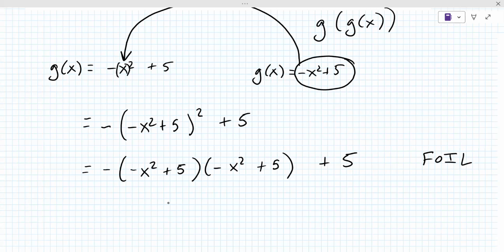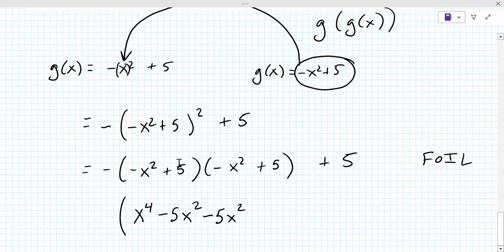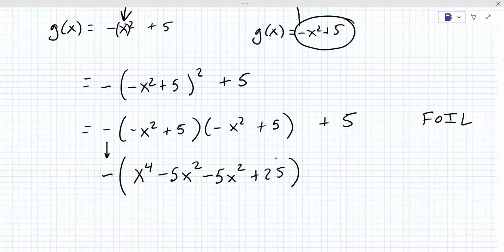All right, so the first times the first is minus x squared times minus x squared. That's positive x to the 4th. Minus x squared times positive 5 is minus 5x squared. 5 times minus x squared is minus 5x squared. 5 times 5 is 25. You still have to bring this negative down, and you still have to bring this plus 5 down.